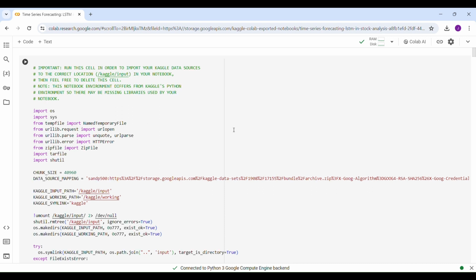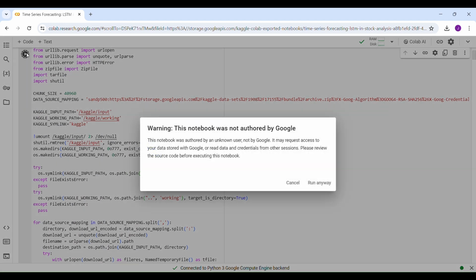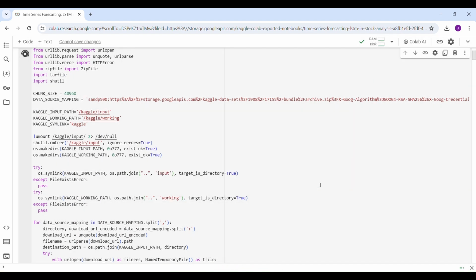Hi all, this project is about time series forecasting with LSTM in stock analysis. This is the platform for exchanging stocks, which represents the state of the economy in the stock market. In this project, we import libraries called pandas, numpy, and etc.